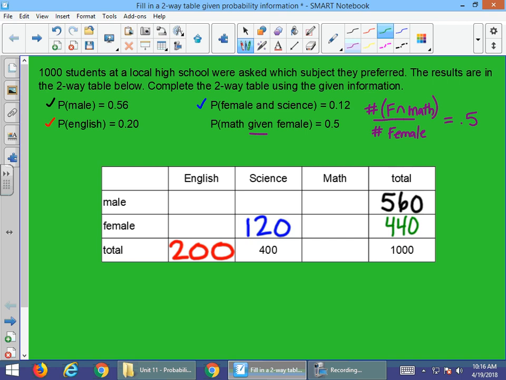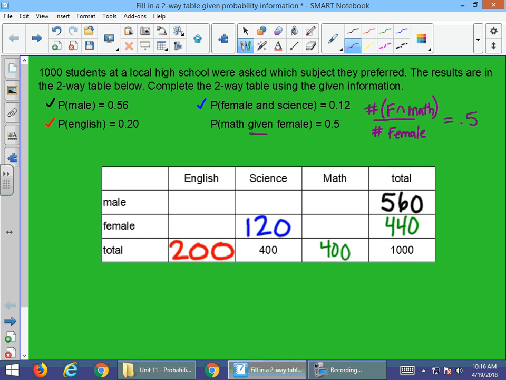Similarly, if I look at the column row, there are 1,000 total. There are 200 that like English. There are 400 that like science. So I can add 200 and 400, that's 600. And I need it to be 1,000, so 1,000 minus 600 is 400 left over for how many students like math. So a couple of these are pretty easy to calculate just by plugging those things in.